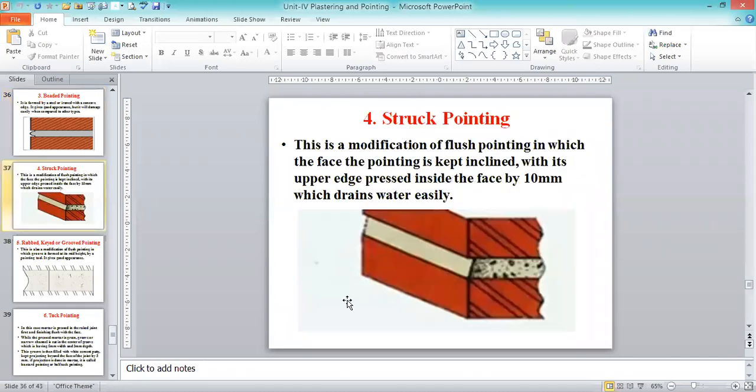Next, struck pointing. In the struck pointing, this is the old mortar joint and this is the new mortar joint. See here, we are going to make an inclination.